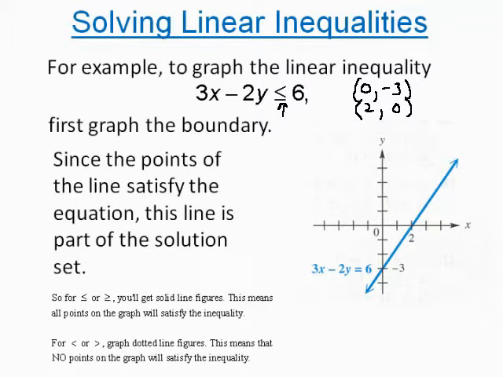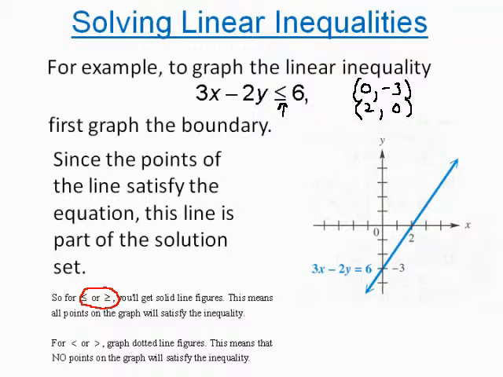All right, now notice here, since you do have that less than or equal to, since the points of the line satisfy the equation, this line is part of the solution set. So I put some notes down here on the bottom. If you have less than or equal or greater than or equal, you'll always have solid line figures. This means that all points on the line will satisfy the inequality.